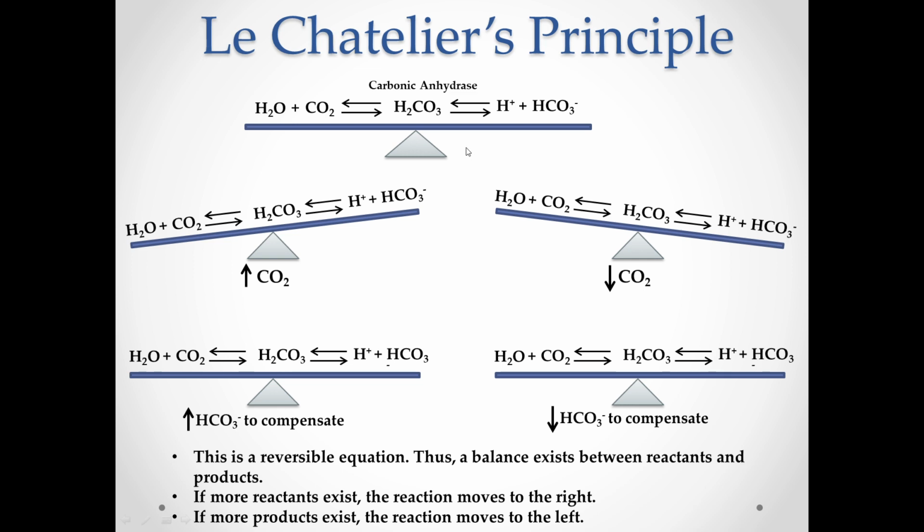So the best application of these types of equilibriums is Le Chatelier's principle. If we take a look at the body's buffering equation, that's water plus CO2 goes to carbonic acid, which is broken down into hydrogen and bicarb. Your body balances this equation such that the pH of your bloodstream remains within a normal range.